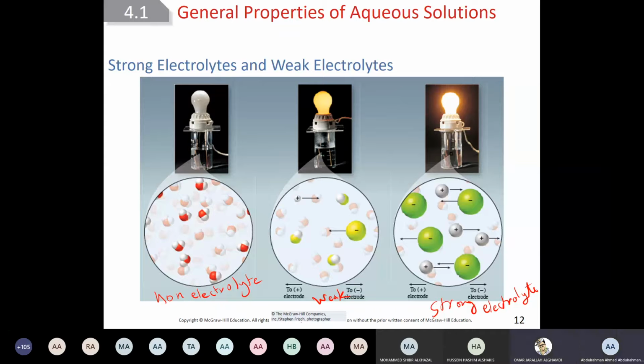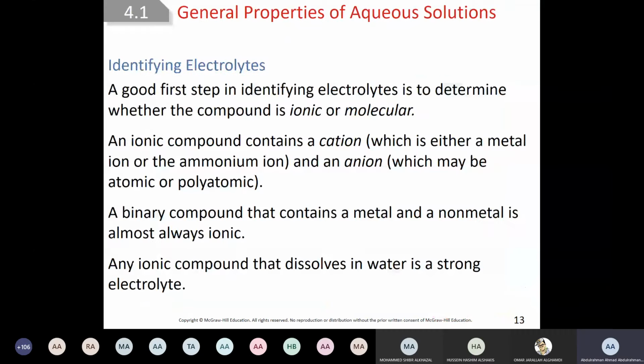Conductivity of electricity: with a non-electrolyte, you cannot see any light here. With a weak electrolyte, you can see light, but it's not strong. But when you have a strong electrolyte, it will conduct the electricity very strongly, like so. Okay. Any ionic compound, when it dissolves in water, like for example, sodium chloride.